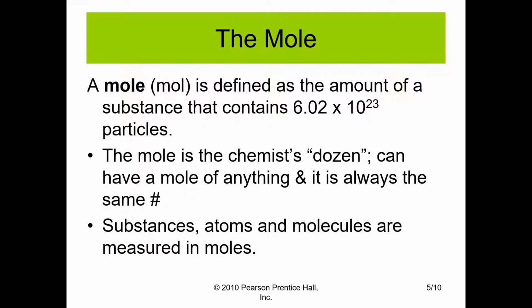This is also what we use as our phrase, a chemist dozen. We can have a mole of anything, and it's always going to be the same exact number of atoms. We can have a mole of water, we can have a mole of caffeine, we can have a mole of sugar. It's always going to be 6.02 times 10 to the 23rd particles of this substance. This is a concept that we're going to use in order to measure the amount of molecules that we're dealing with.